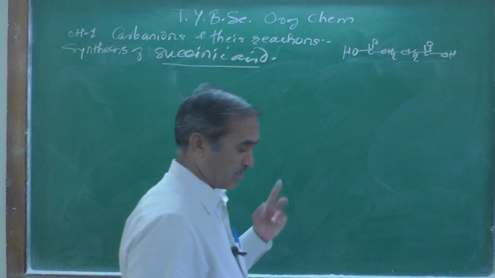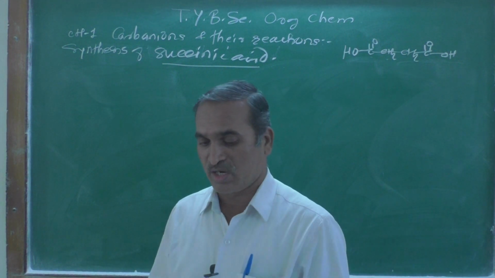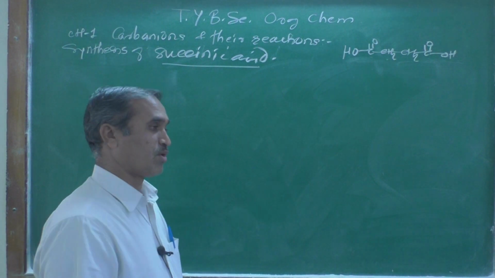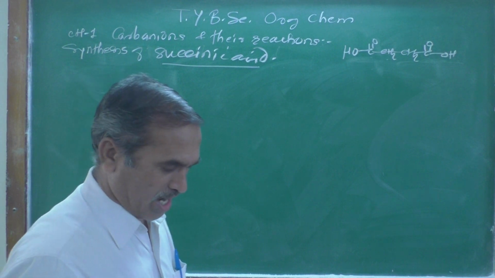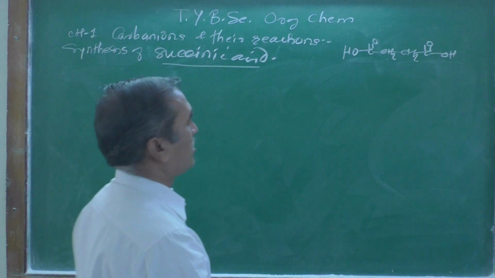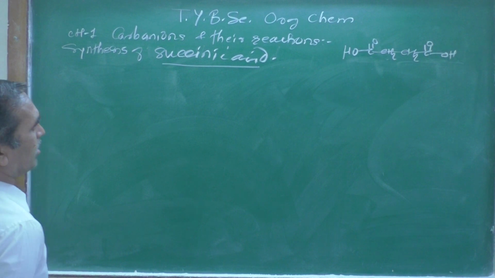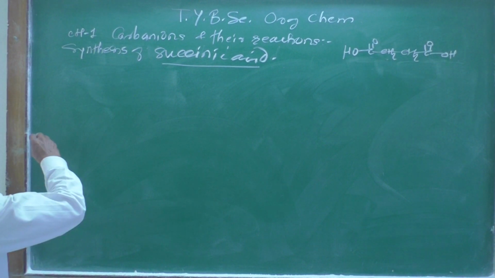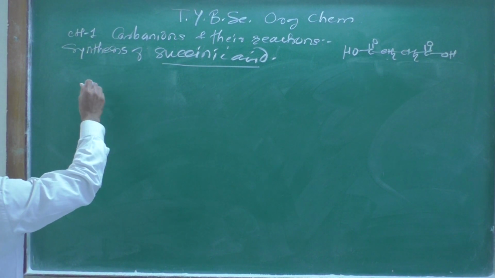Only two synthetic reagents are we going to use here. One is malonic ester, another is acetoacetic ester, and finally we will see the Wittig reaction. These are the important reactions. All these reactions proceed via carbanions. So let us begin the synthesis of succinic acid.